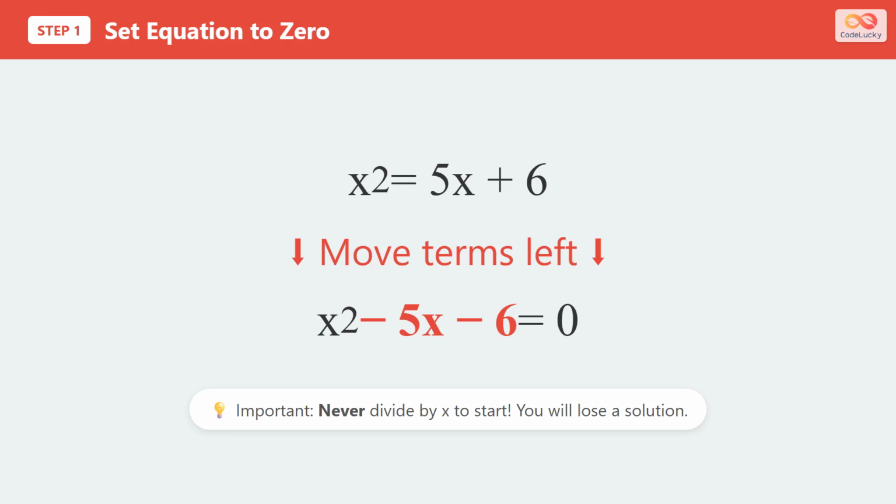Let's look at step 1. If your equation is not equal to 0, you must move everything to one side. In this example, we subtract 5x and subtract 6 from both sides to get x squared minus 5x minus 6 equals 0. Never try to divide by x, or you might lose a valid solution.